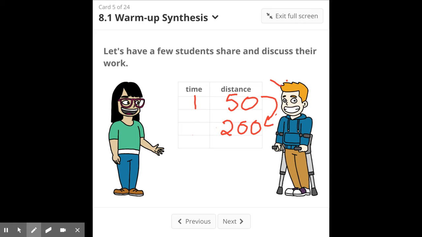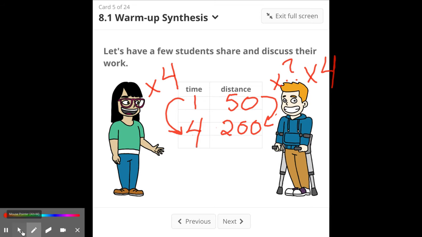So we have to figure out, what do we multiply by here to get to 200? We're going to multiply by 4. So on the other side, we're also going to multiply by 4. 1 times 4 is going to give us 4 hours. So in order to travel 200 miles, it's going to take us 4 hours.